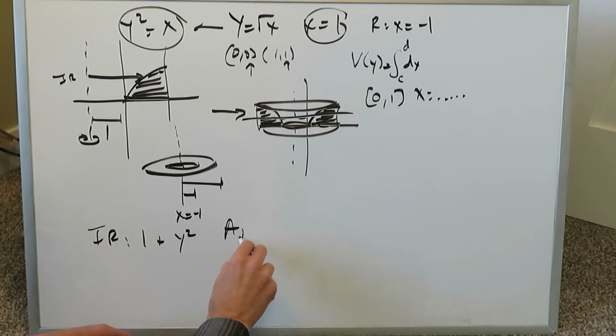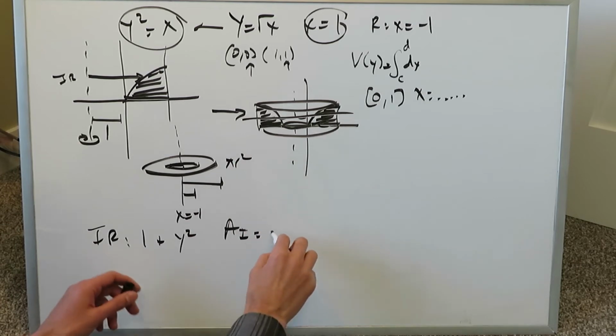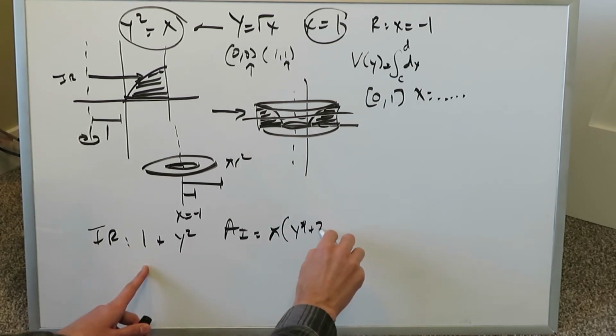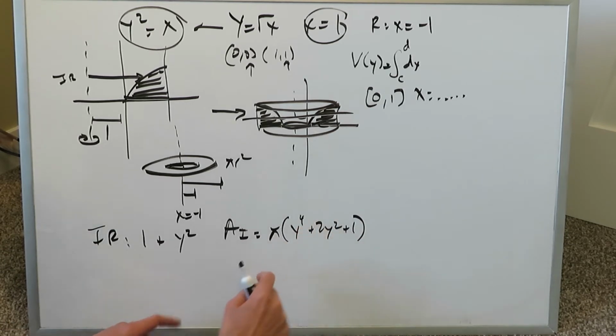And you know that's going to give rise to an inner area because all these cross-sectional slices are always pi r squared. You're going to have pi times this squared, which is what? y to the fourth plus 2y squared plus 1. That right there is the area of your cross-sectional slice.